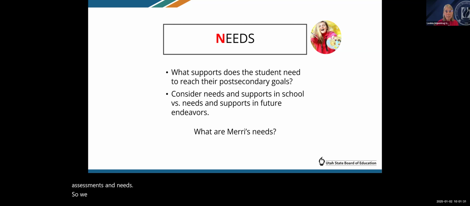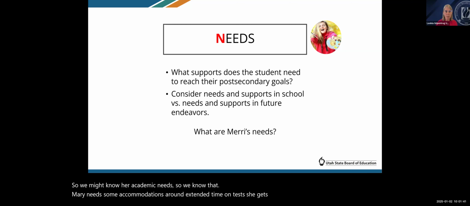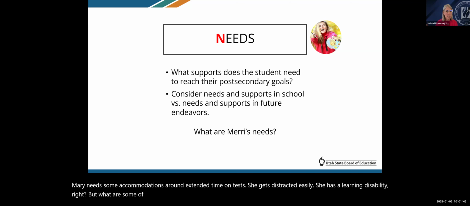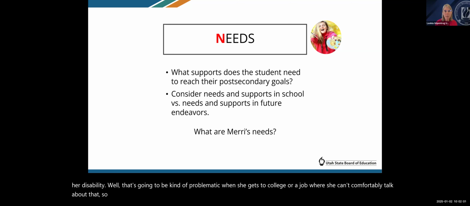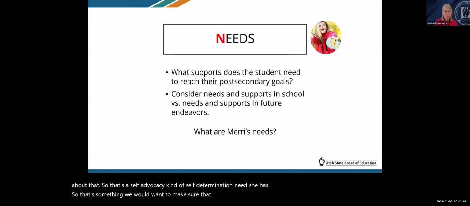So we might know her academic needs. So we know that Mary needs some accommodations around extended time on tests. She gets distracted easily. She has a learning disability, right? But what are some of her transition needs? So in her case study, it mentions that she's not comfortable talking about her disability. Well, that's going to be kind of problematic when she gets to college or a job where she can't comfortably talk about that. So that's a self-advocacy, self-determination need she has. So that's something we would want to make sure that we pay attention to.